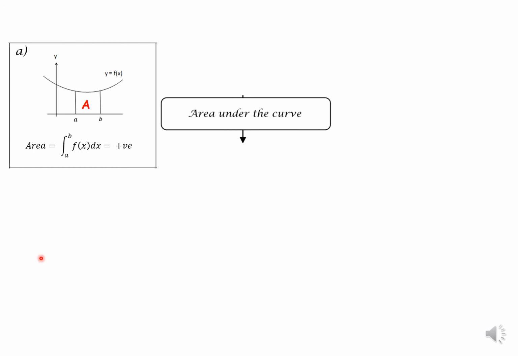If A is the area of a region under the curve y equals fx bounded by x equals a and x equals b, the area can be determined by integrate from lower limit a to upper limit b of the function f with respect to x.